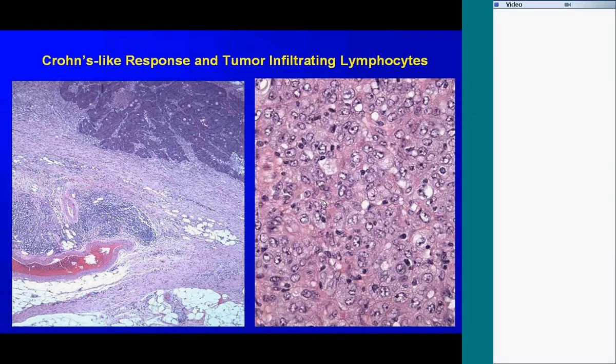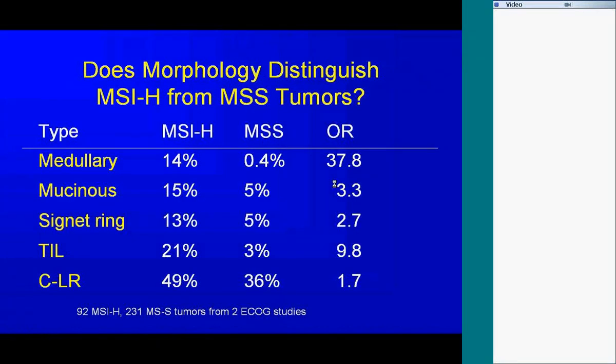We're not advocating that people do immunohistochemistry for T-cell markers to bring these out, but rather to just assess them on the H&E. And how good is morphology in distinguishing MSI-H from stable tumors? If you look at a combination of features, it's actually better. But here's some data from two cooperative group studies that compared 92 microsatellite instability high tumors with 231 that were stable. And you can see that the medullary carcinomas, mucinous, signet ring cell carcinomas made up a fair percentage of the MSI-H tumors, and almost half of them had the Crohn's-like reaction, but that didn't help that much because we also saw that in the microsatellite stable tumors as well.